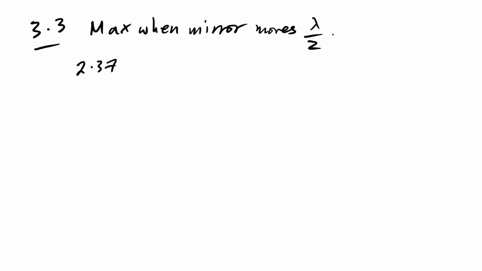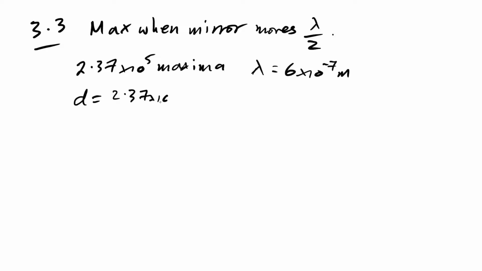Okay, an equally weird question. So we get a max when mirror moves half a wavelength. So we have 2.37 times 10 to the 5 maxima. So therefore, if we times that by the wavelength we saw earlier, 6 times 10 to the minus 7 meters, we can find out that we've moved the distance 2.37 times 10 to the 5 times half a wavelength. So let's do 6 times 10 to the minus 7 divided by 2. That gives us a distance of 0.0711 meters.